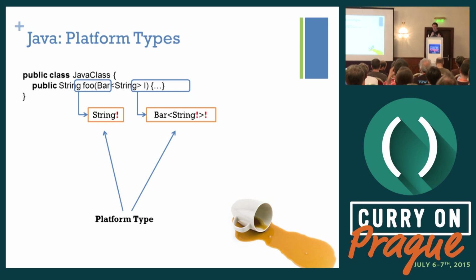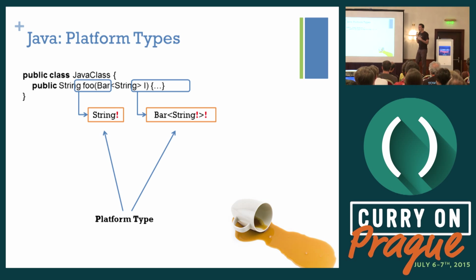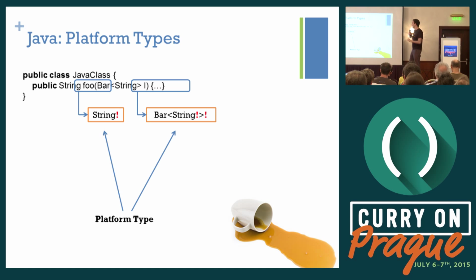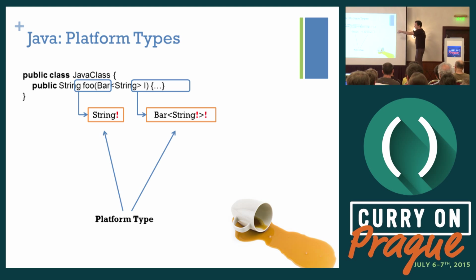So the idea behind platform types is that you have to admit that you don't know whether it's nullable or not in Java. So when we see a string in Java, we say, okay, it's a platform string. We have no idea whether it's nullable or not. So the notation is the exclamation mark at the end, and you cannot use that in the language, actually. So whenever we see the generic type, it's a platform bar of platform strings.